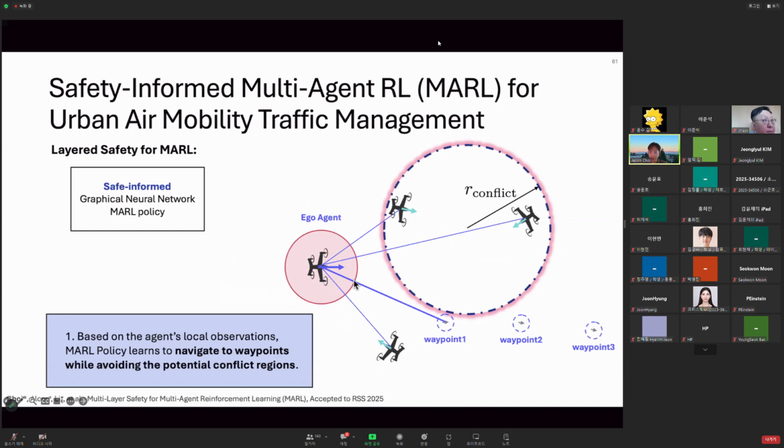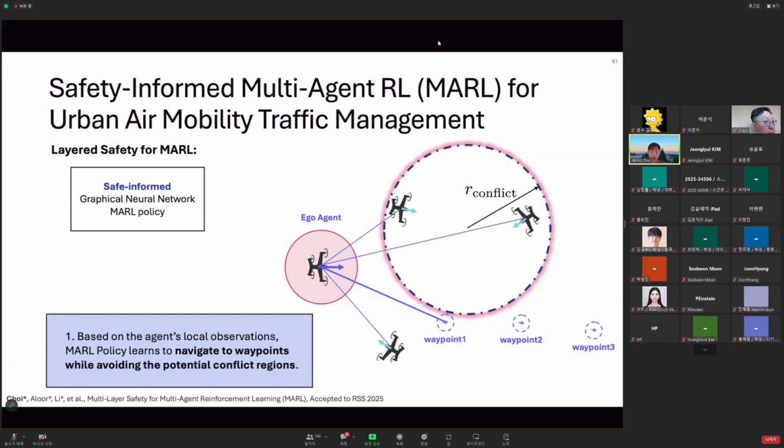the local observation they perceive within their observation range. In this case, they perceive that they have three other agents around them, and they want to get to this sequence of waypoints. We use a graph neural network to embed this local information into an embedding vector, and then the multi-agent RL policy is evaluated based on that embedded vector. The important thing here is that when they make such decisions, there's a reward term that penalizes the agent from entering such a potential conflict region. So that is a soft safety-informing framework for the multi-agent RL.